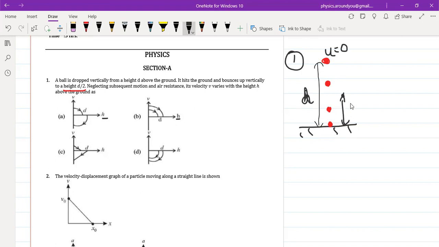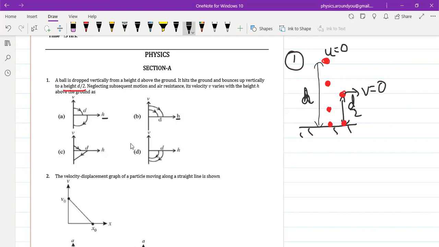This should be d, sorry. So this will be d by 2. So now we are in the second phase of the drop. After hitting the ground, this will raise to half the original height from which it was dropped. So what would be its velocity at this point? It reaches a maximum distance of d by 2. So at this point, its velocity is 0.